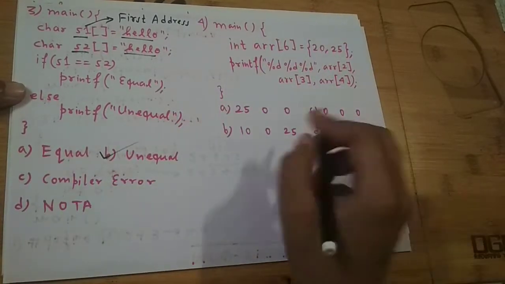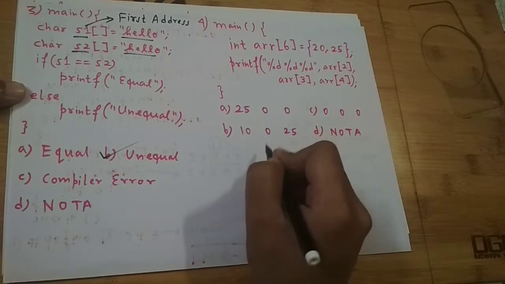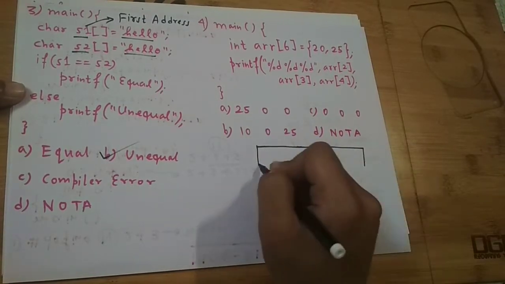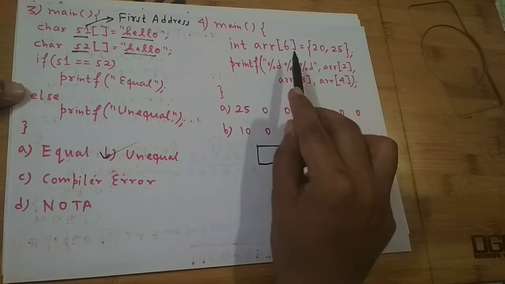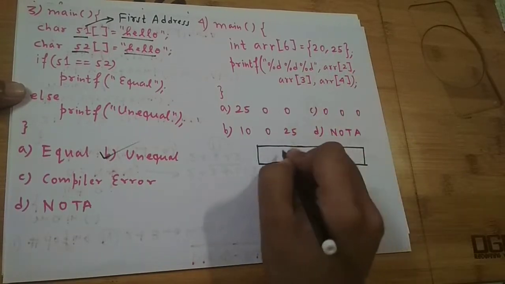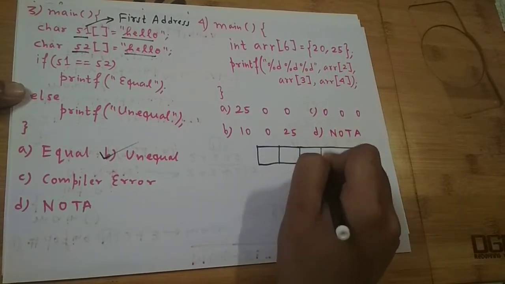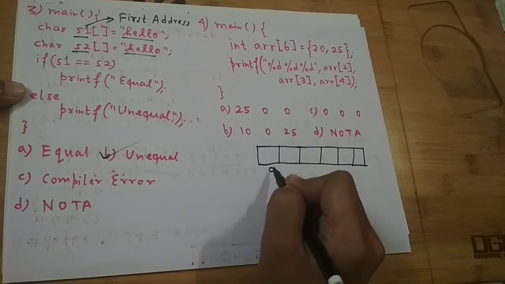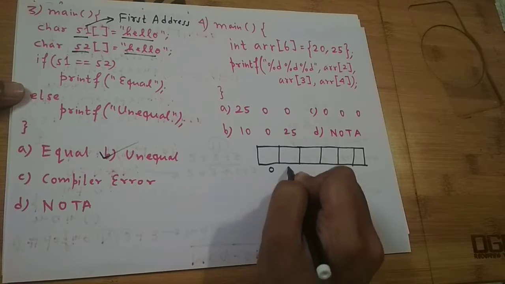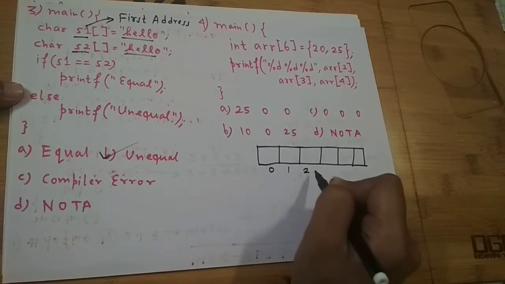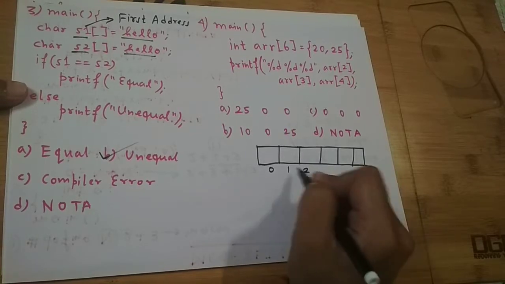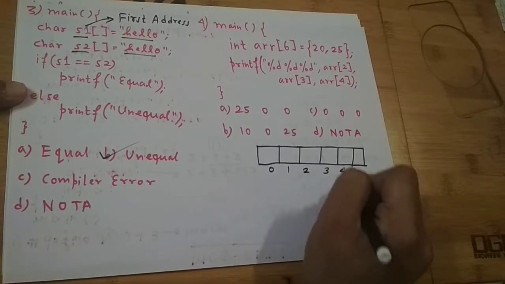We know that for integer arrays, the uninitialized elements will get values of 0. So how many locations do I have here? I have 6 locations, location 1, 2, 3, 4, 5, 6. Now, array indexing always starts from 0. Why do we use indexing? We use indexing to be able to retrieve values from an array. So the indices are 0, 1, 2, 3, 4 and 5.